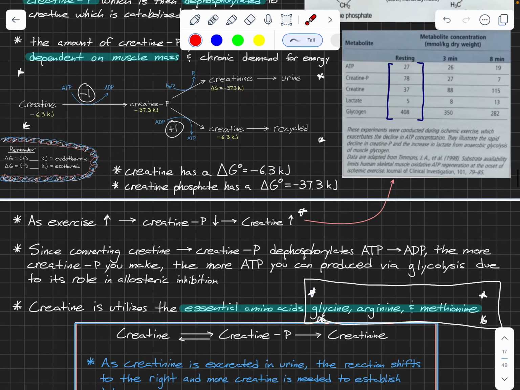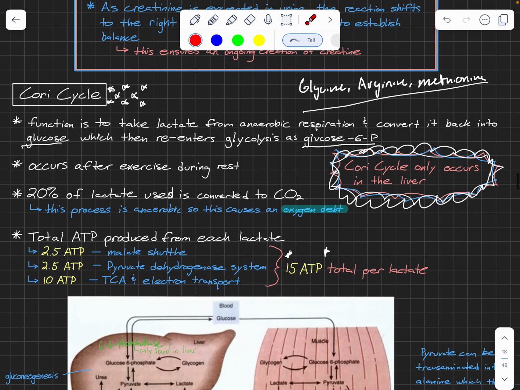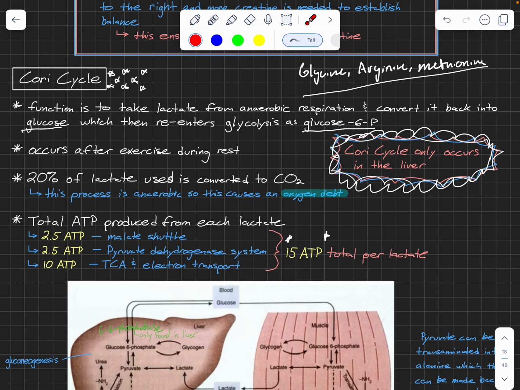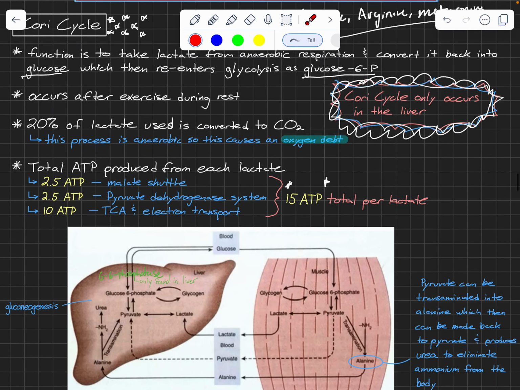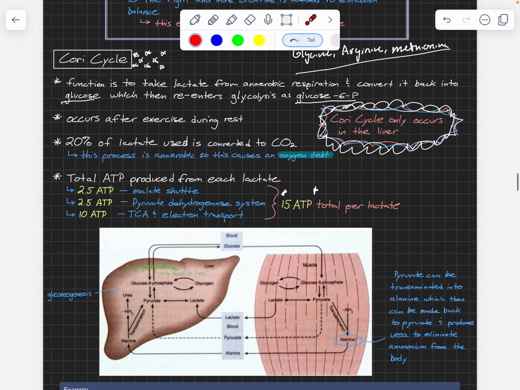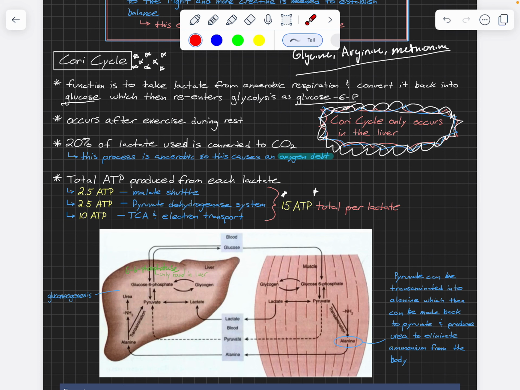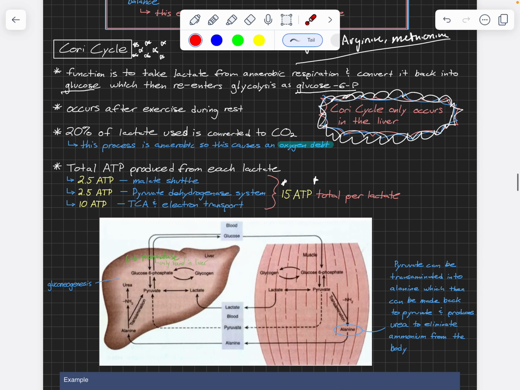All right. Honestly, I think that's enough. So let's start talking about the Cori cycle. The Cori cycle is really interesting, and it's a process that allows us to take lactate from anaerobic glycolysis or respiration and convert it back into glucose to re-enter glycolysis as glucose 6P. And when you see the words recreate or convert back into glucose, your first thought should be the liver, because the liver is one of the few organs in the body that can actually do this whole process.